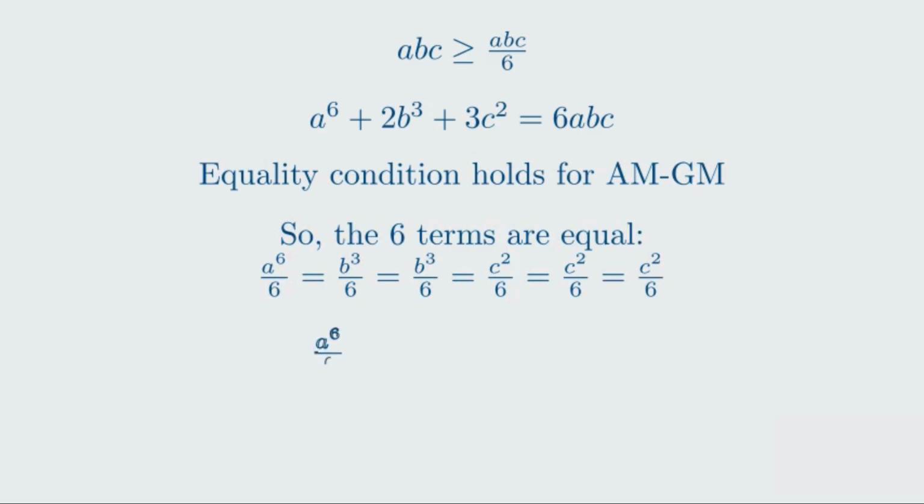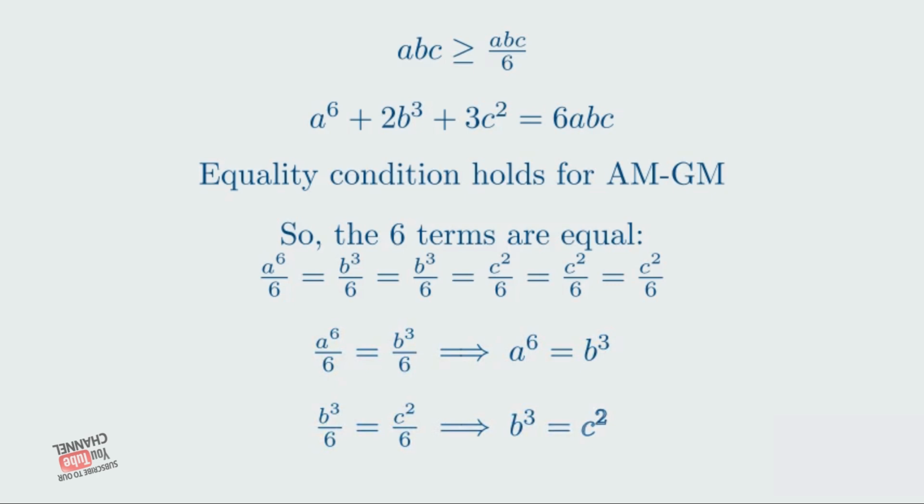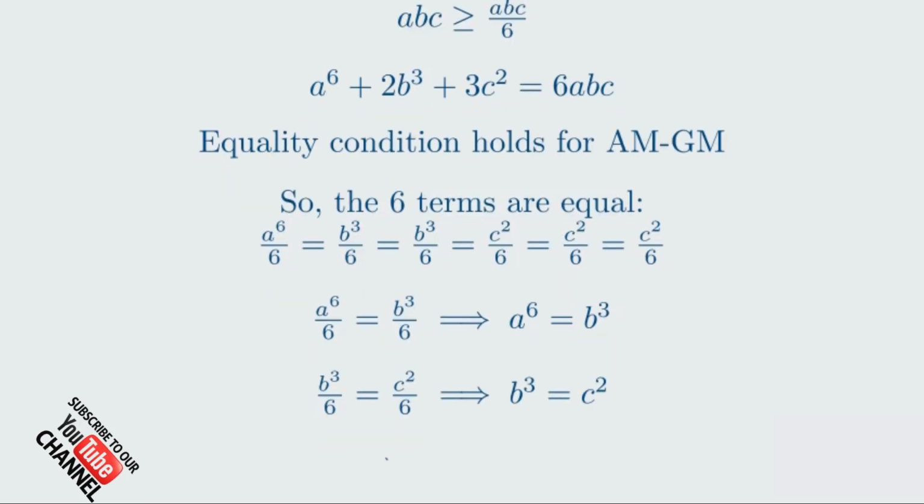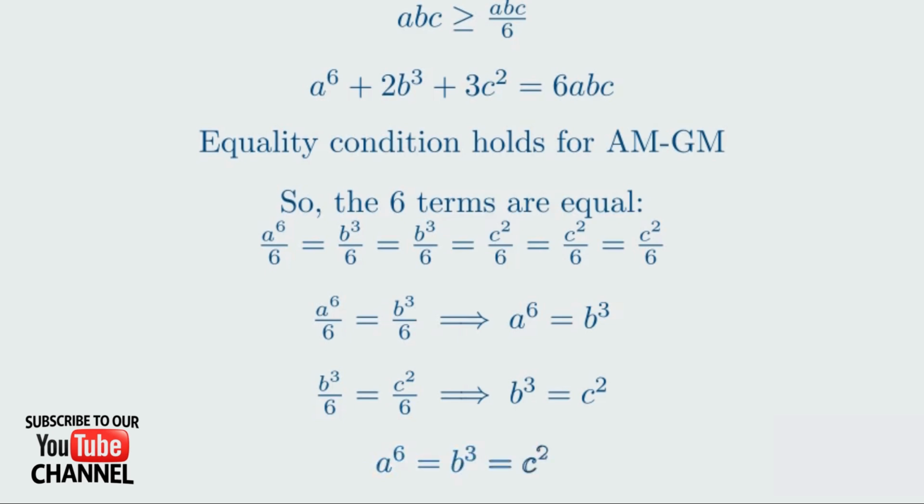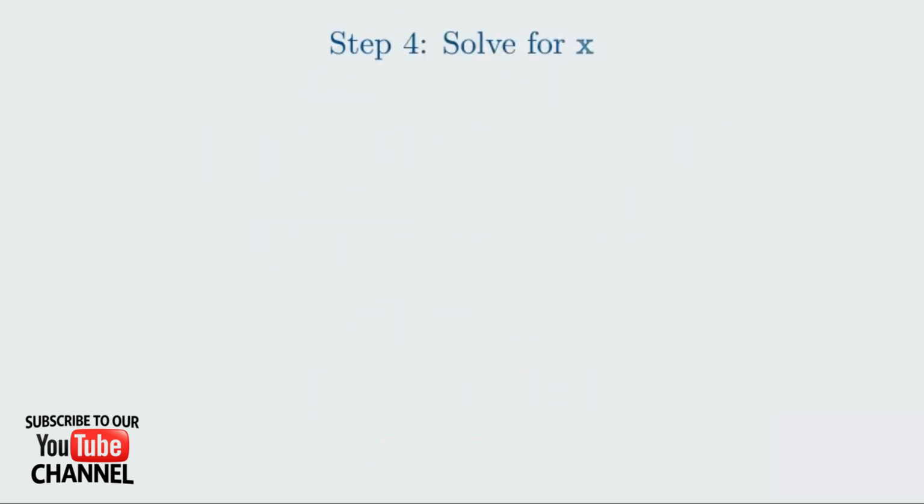If a to the 6th over 6 equals b cubed over 6, then a to the 6th must equal b cubed. If b cubed over 6 equals c squared over 6, then b cubed must equal c squared. So, we have a system of equations. a to the 6th equals b cubed, and b cubed equals c squared. Together, these imply that a to the 6th equals b cubed, which equals c squared. We have found a powerful relationship between our variables a, b, and c. We've established that a to the 6th equals b cubed equals c squared.